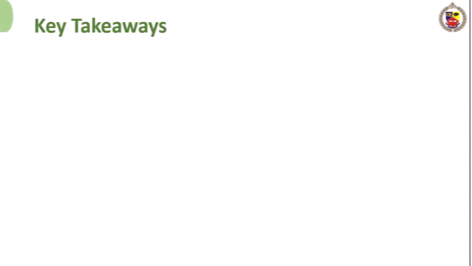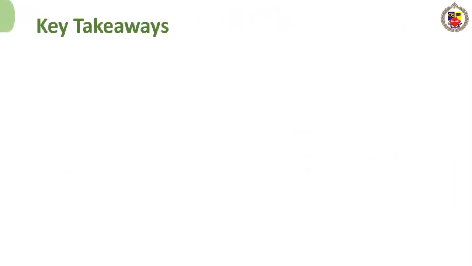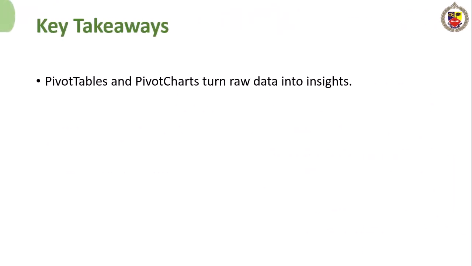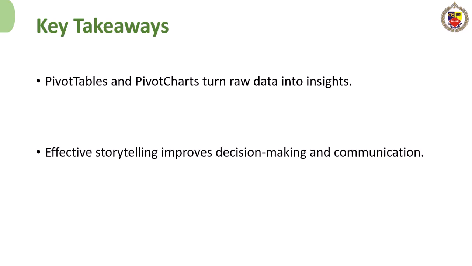Let's wrap up this section with two important takeaways. First, pivot table and pivot chart are important tools that help us transform raw data into meaningful insight. They allow us to summarize, filter, and visualize data quickly, making it easier to spot trends, patterns, and outliers. Second, storytelling enhances the value of your analysis. When you combine data with a clear narrative, it improves both decision making and communication.